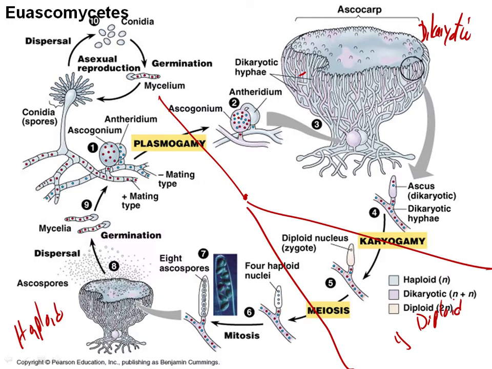We know that plasmogamy involves the ascogonium and the antheridium and the migration of the male nuclei into the ascogonium, that we're going to end up with over here. We've drawn this already, the dikaryotic hyphae growing out of the ascogonium.